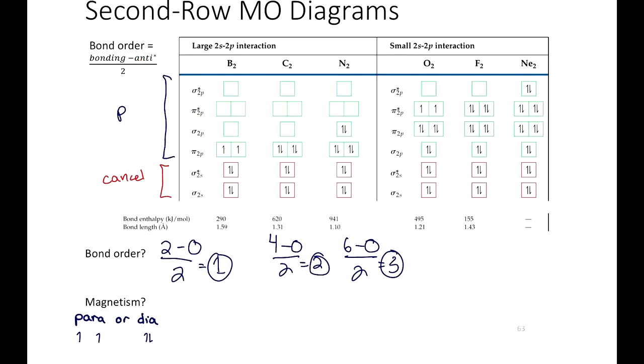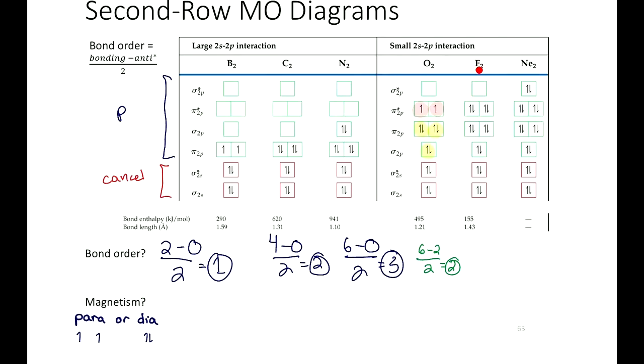But let's calculate it. How many bonding electrons in oxygen? 1, 2, 3, 4, 5, 6. And then how many anti? 2. So it's 6 minus 2 over 2. So the bond order in oxygen is 2. But we already calculated that. And do note that the ordering switched appropriately, all right? It switched a little bit, but we still calculate it the same.